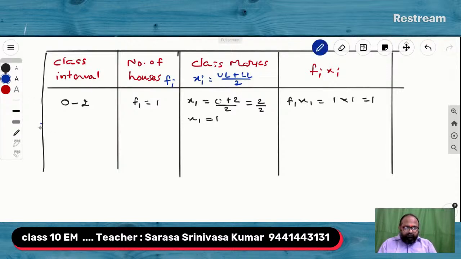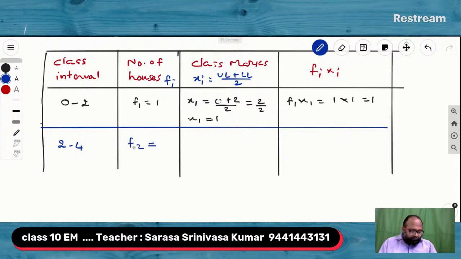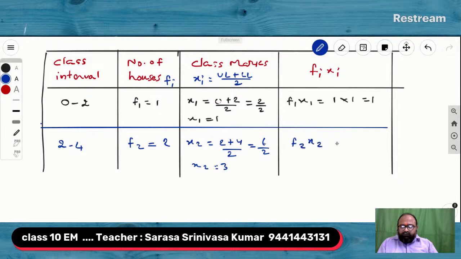Now we consider the second class interval, 2 to 4. Now here f2 equal to 2, it is given two houses. Now x2 equal to lower limit plus upper limit by 2, 2 plus 4 by 2, that equal to 6 by 2. So x2 equal to 3. Now f2 multiplied by x2 equal to 2 multiplied by 3 equal to 6.